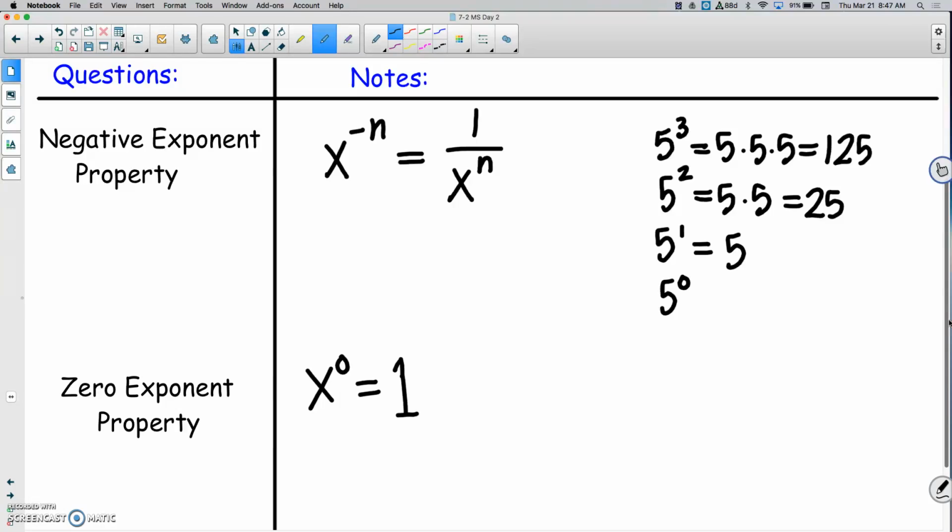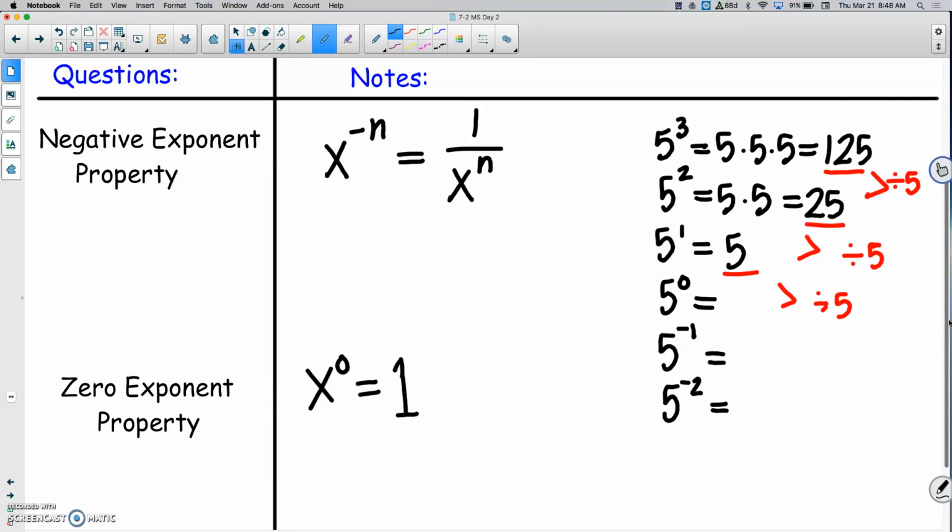And then we'd get to 5 to the 0 power, 5 to the negative first power, and 5 to the negative second power. Now, what I want you to look for is a pattern. So looking at these numbers, hopefully you can see the pattern that we're dividing by 5 each time. So 125 divided by 5 is 25. 25 divided by 5 is 5. So if I continue that pattern and I divide 5 by 5, it gives me 1.